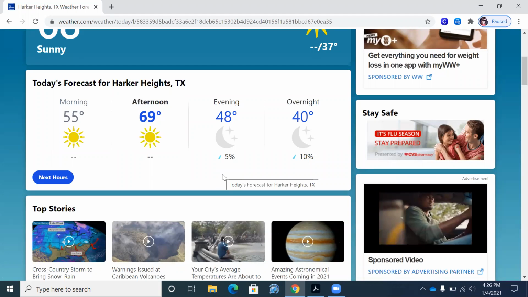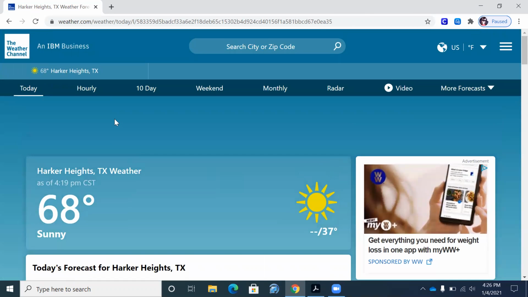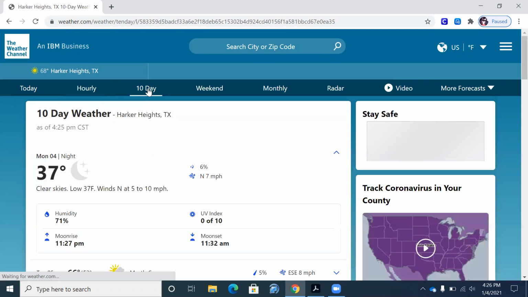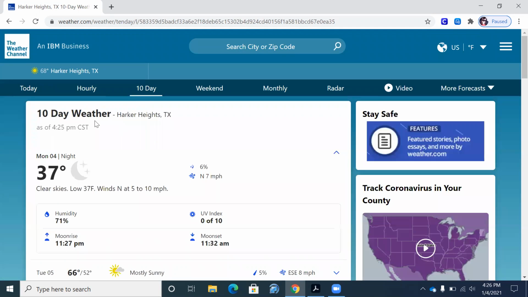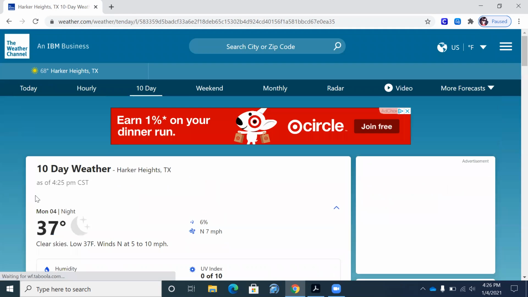So for your assignment, boys and girls, it's actually going to be a 7-day, but obviously that's not really an option for us here, but we will do a 10-day. So the 10-day weather for Harker Heights, Texas. This is something that you're going to really be looking into.